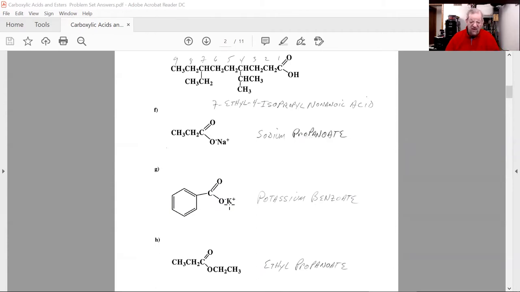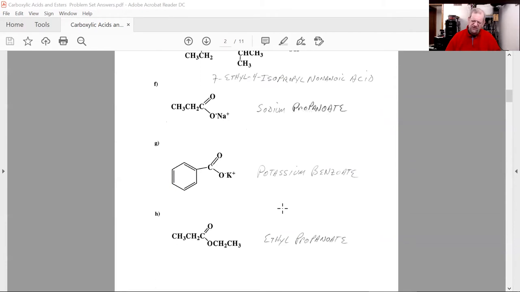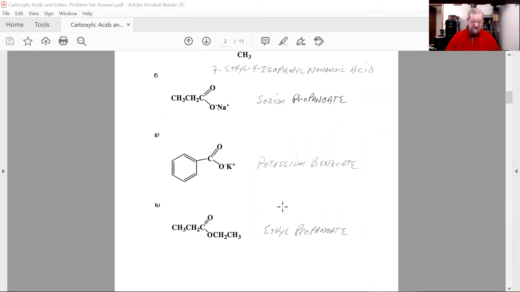And how do we do that? Still name the element of the cation it comes from, potassium. Now, look at the carboxylic acid. This would be benzoic acid. Drop the IC in the word acid and add ATE. And that's how you do it. Was it O-A-T-E? I always forget.